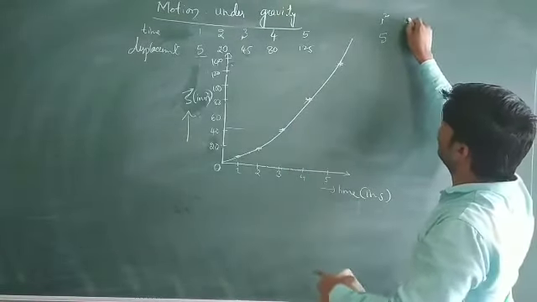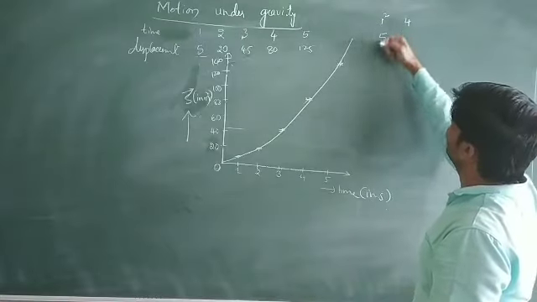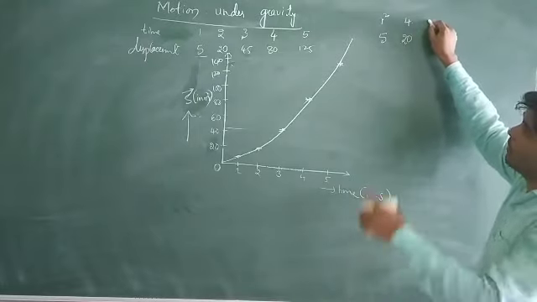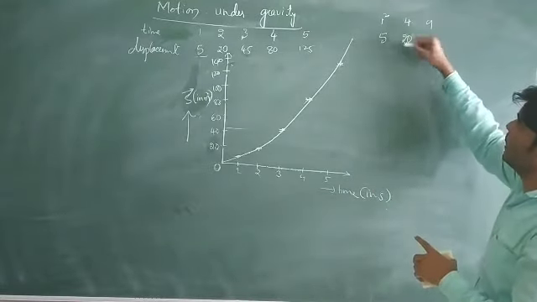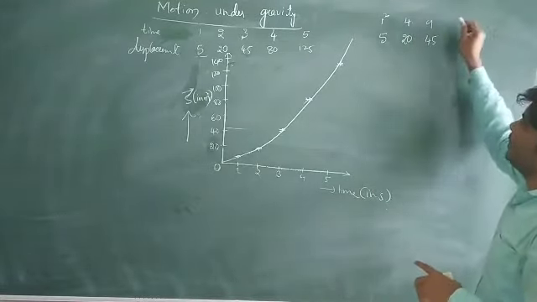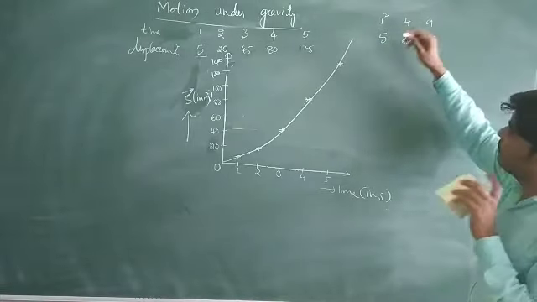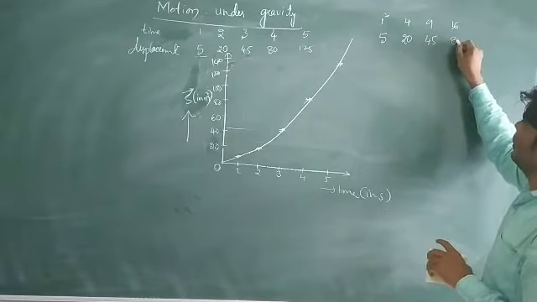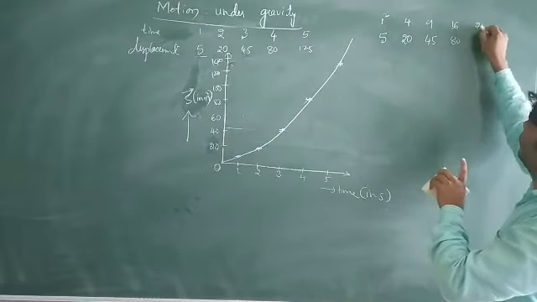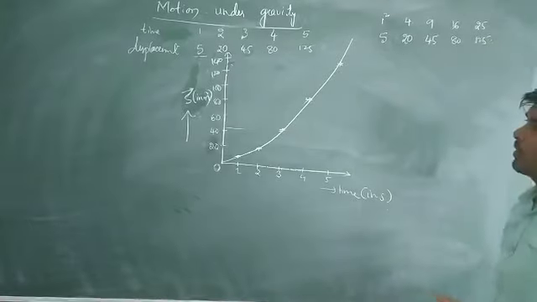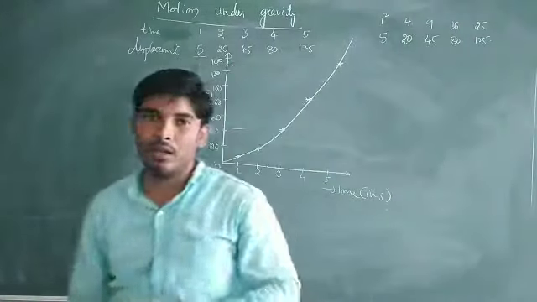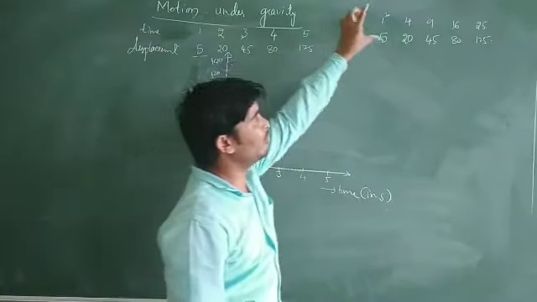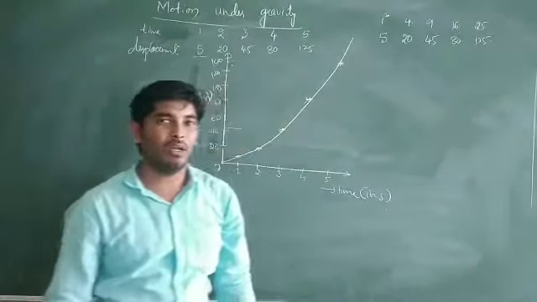So 2 square is nothing but 4, then 4 5s are 20. Next, 3 square means 9, so 9 5s are 45. After that is 4 squared, which is 16, and 16 5s are 80. And next, 25 5s are 125. So from these data we can say that the displacement is directly proportional to the square of the time.